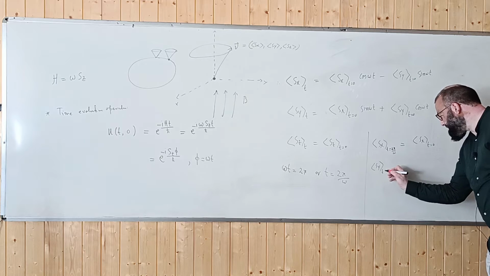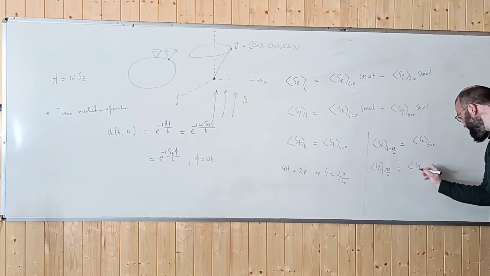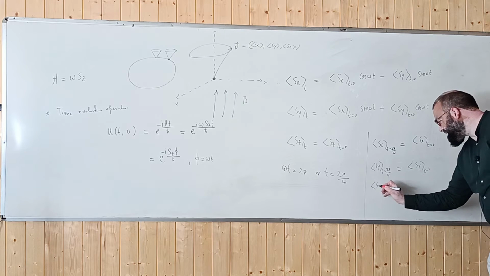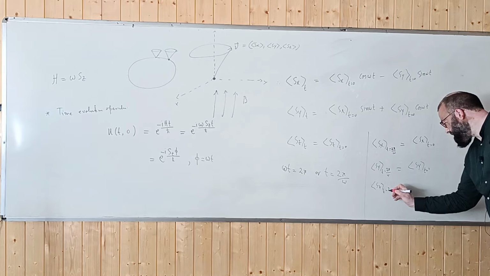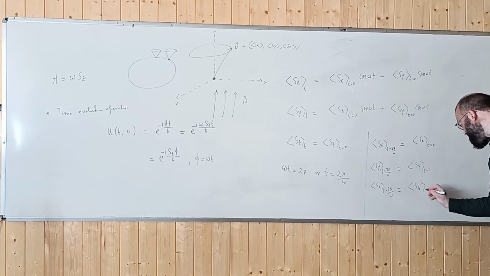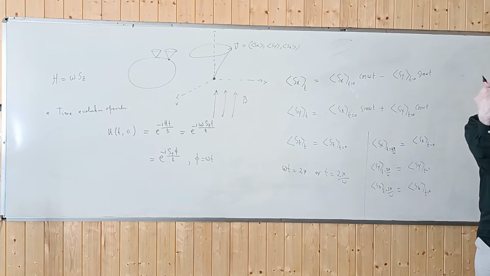What is S_y? Now tell me. You will get back S_y, because this will be 0. What about S_z? It will go as S_z. So that means after a 2 pi rotation, this vector comes back to its own position.